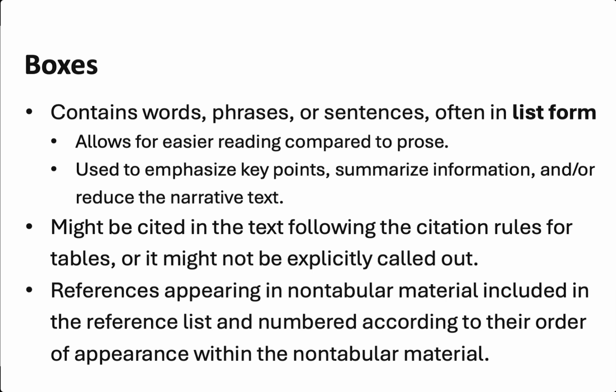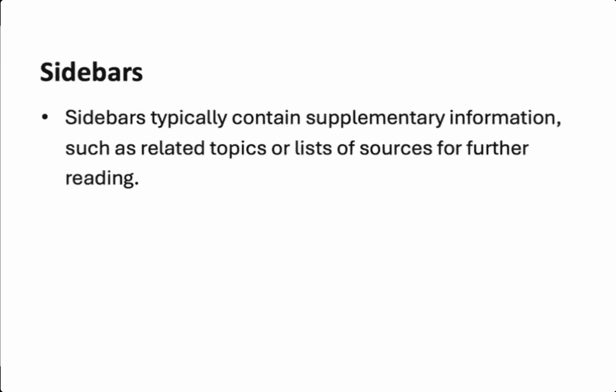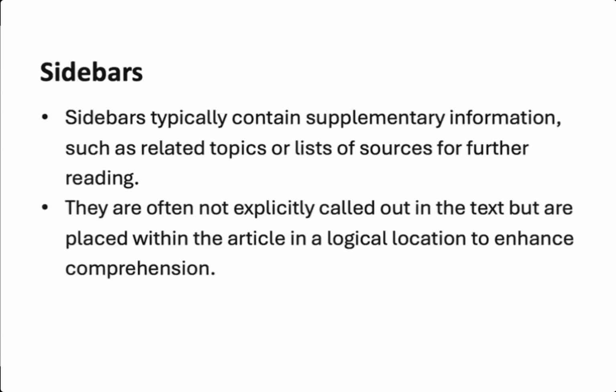And then sidebars are similar, but they contain supplementary information such as related topics or lists of sources for further reading. They're often not explicitly called out in the text, but are placed within the article in a logical location to enhance comprehension. All right, so that's boxes and sidebars, non-tabular material.